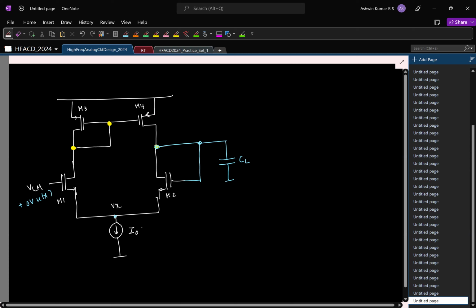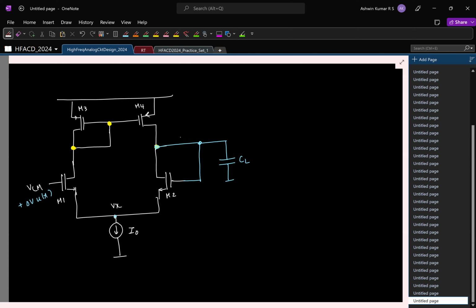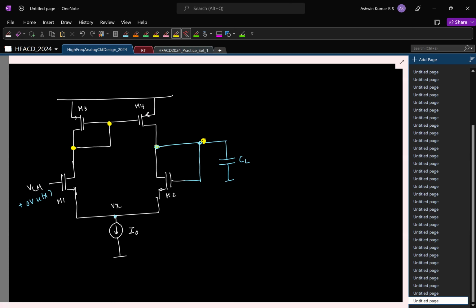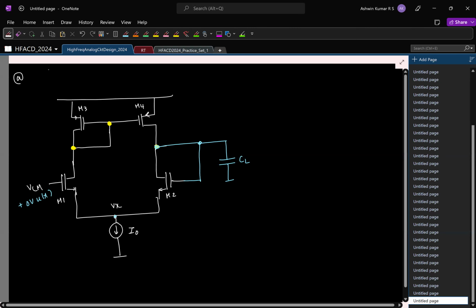So again, we are trying to find the same thing. This is the output. What is the maximum slope with which the output rises? And we know that that is going to happen at what time instant? 0 plus. So let me try to take a snapshot of this circuit at 0 plus.